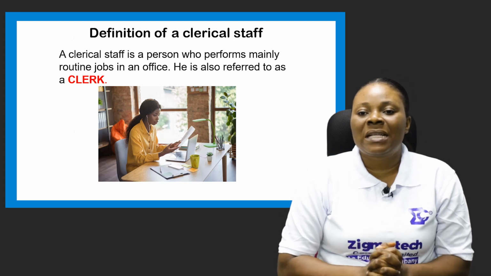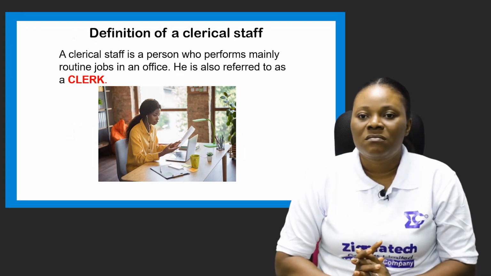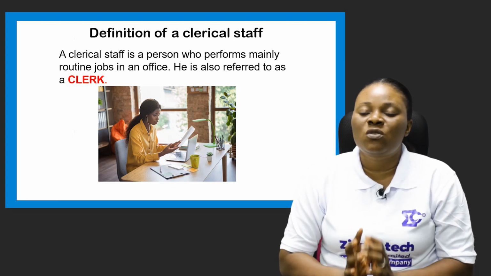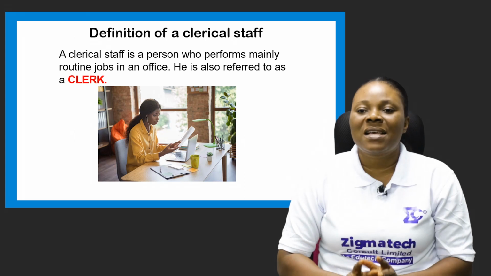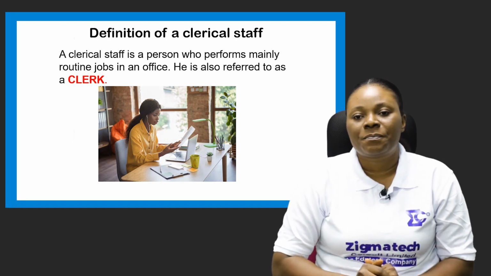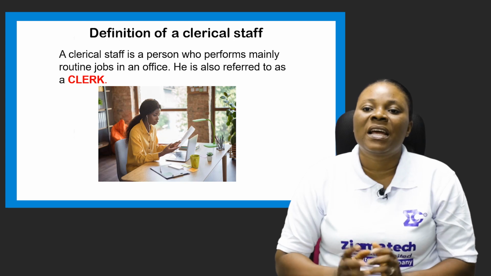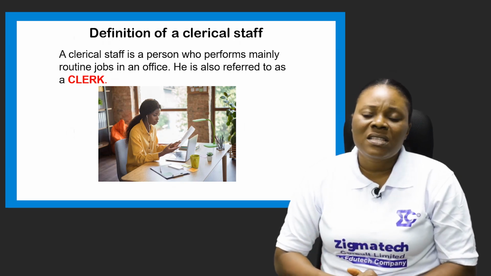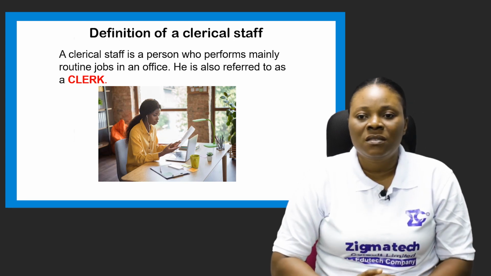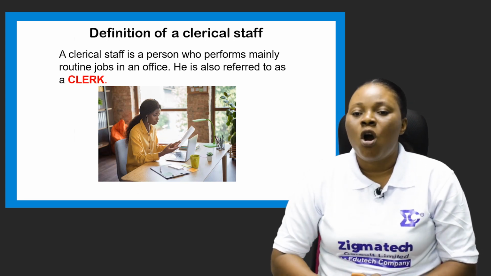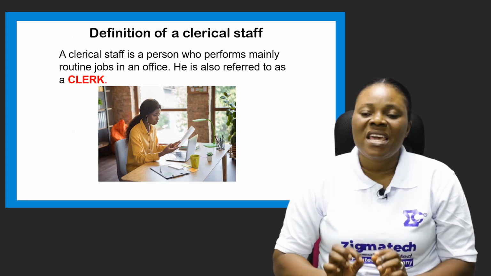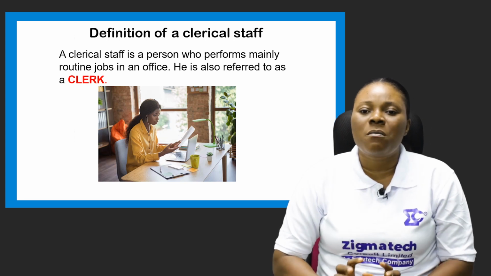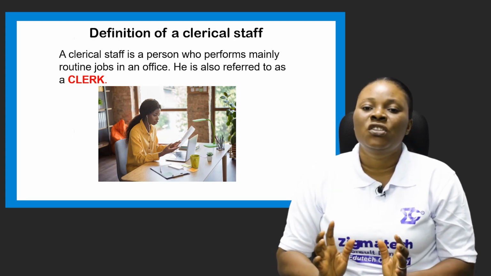Now, having looked at the office generally, let's look at a typical office staff, which we are going to be referring to as a clerical staff. How can we define a clerical staff, or who is a clerical staff? A clerical staff can be defined as a person, can be a male or a female, employed into an organization whose basic work is to perform or carry out routine jobs.